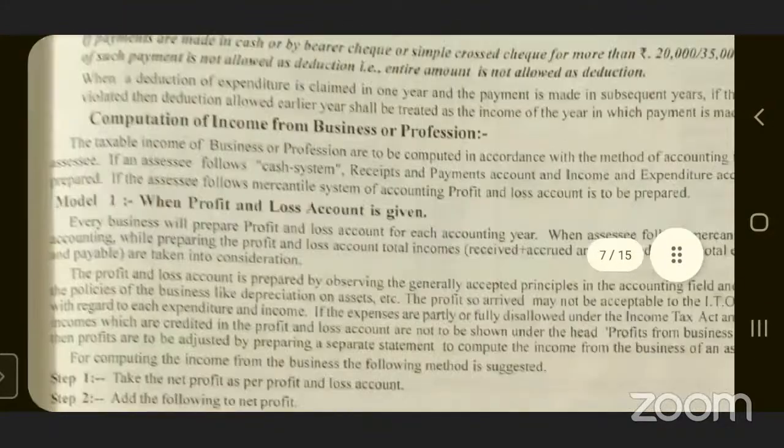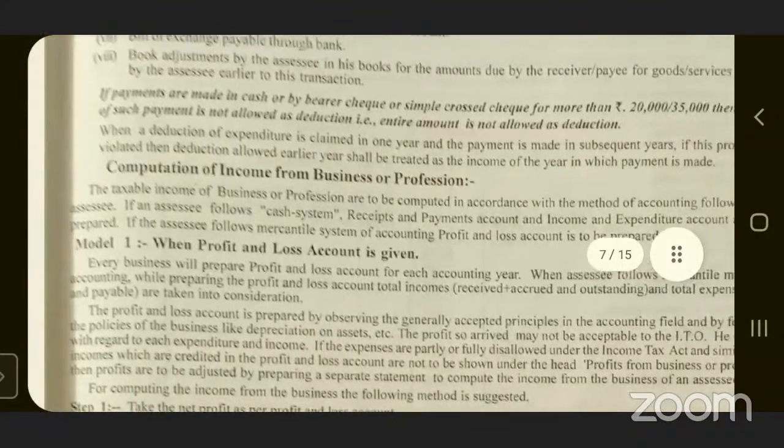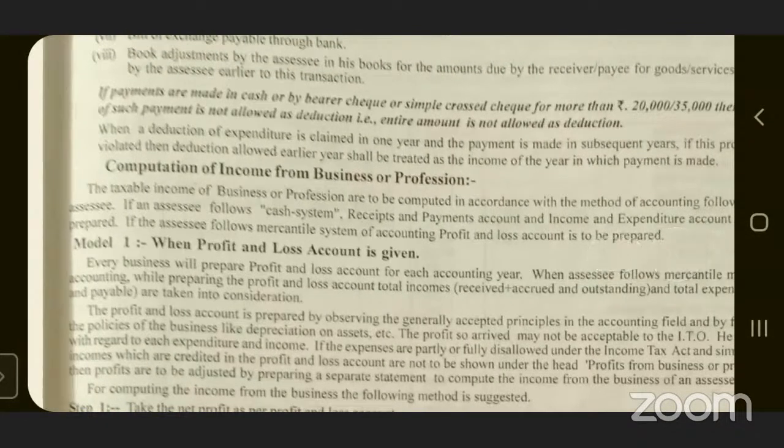So let us see the important topic, that is computation of income from business or profession. This is a very important procedure because we are studying about the head profits or gains from business or profession. So the basic step is how to compute the income from business or profession. We will be having two types of information.